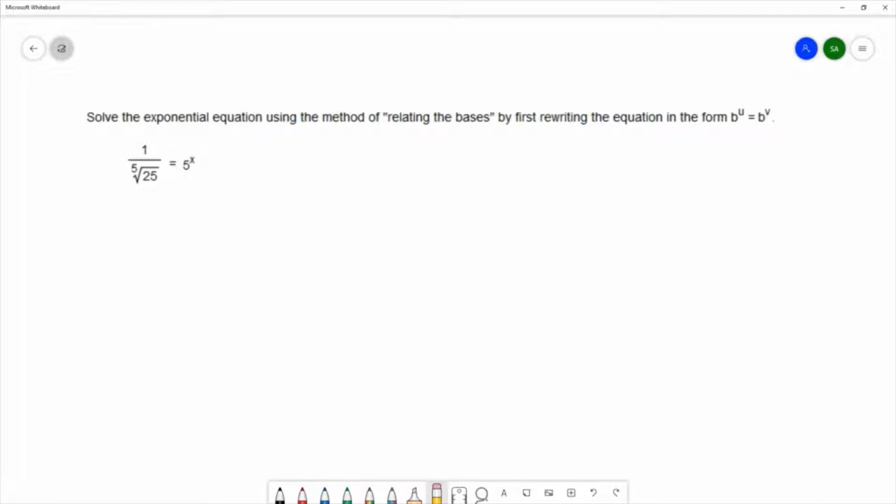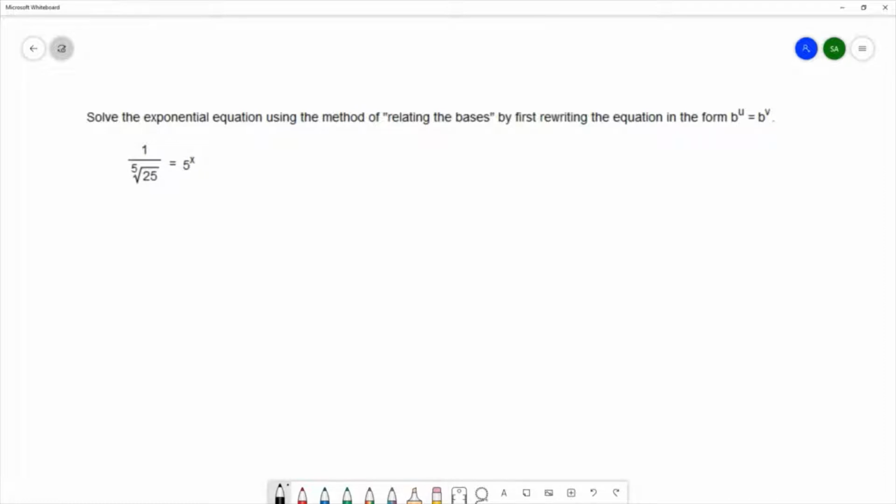I want to start off by writing the equation to have the same base on both sides. I'm looking at the value inside my radical, which is 25, and the value in the base on the right, which is 5. 25 can be written as 5 squared, and on the right we already have a base of 5, so I'm going to use 5 as my base.